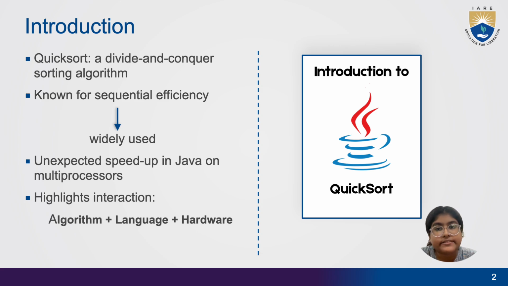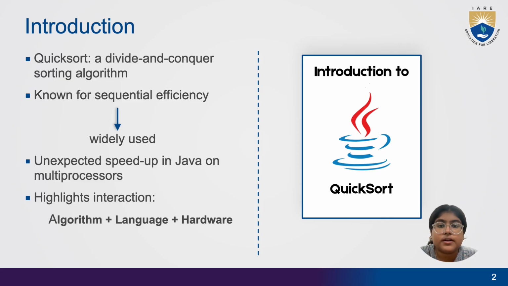Quicksort is a classic divide and conquer sorting algorithm. It's famous for being very efficient in sequential execution. So efficient that it's often chosen as the default sorting algorithm in many programming languages. For instance, C's standard library uses it, and so do variations in Java's standard sorting routines.